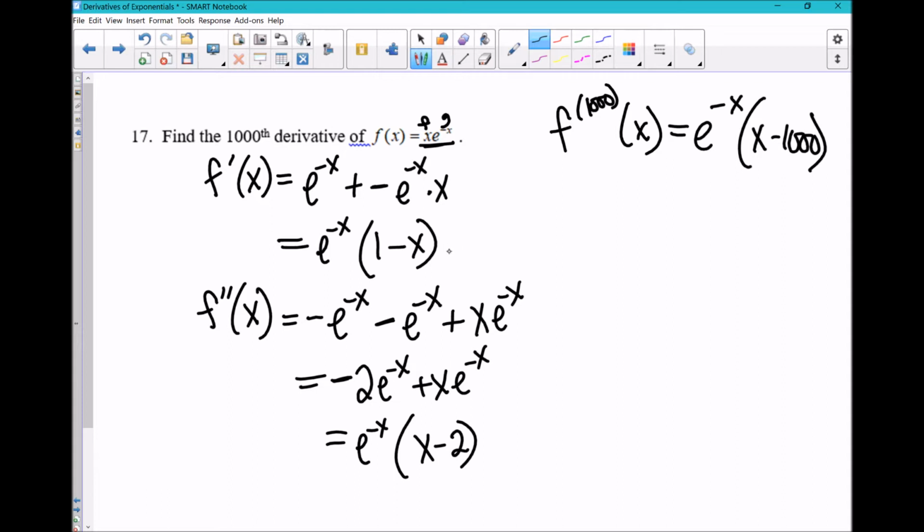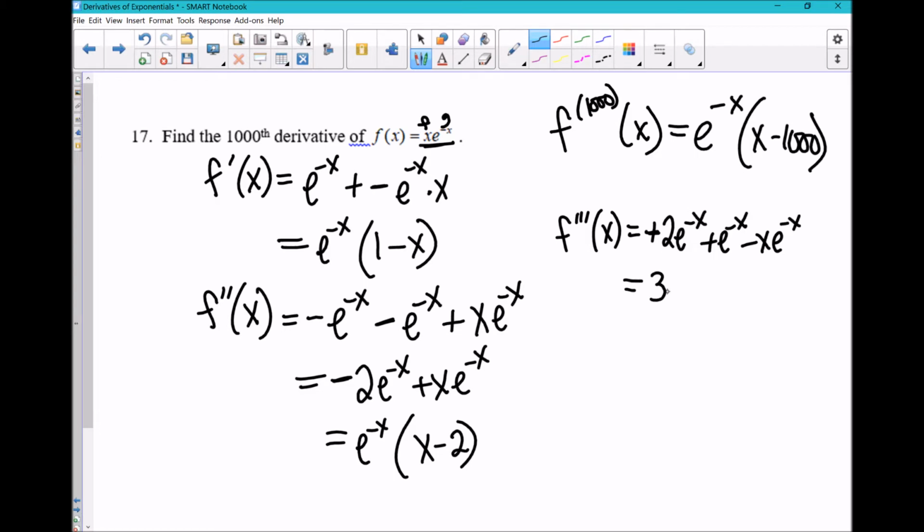So notice what happened: in the first derivative it is 1 minus x, and the second derivative is x minus 2, the opposite sign. Let's see if that's indeed true for the third derivative, and you can check this for the fourth as well. On our third derivative, we take the derivative of negative 2e to the negative x, and that's just a positive 2e to the negative x because of the negative sign. And then the derivative of x e to the negative x is all that right there. So it is plus e to the negative x, and then minus x e to the negative x.